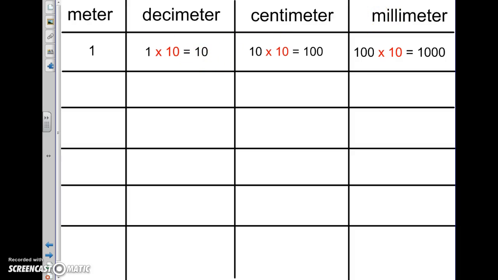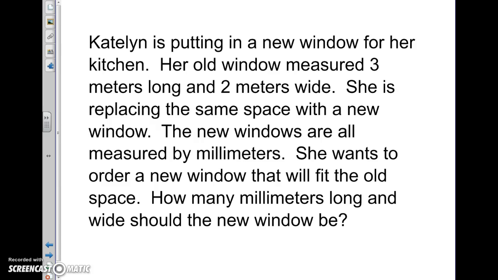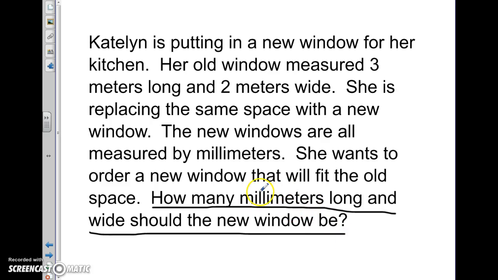Okay, so remember the question here was, how many millimeters long and wide should the new window be? So again, we're always looking for the question first. And so we need to figure out, well, that space, we don't know how many millimeters long and wide it is, but we know how many meters long and wide it is. So it is 3 meters long and 2 meters wide. So now we need to convert those meters to millimeters.